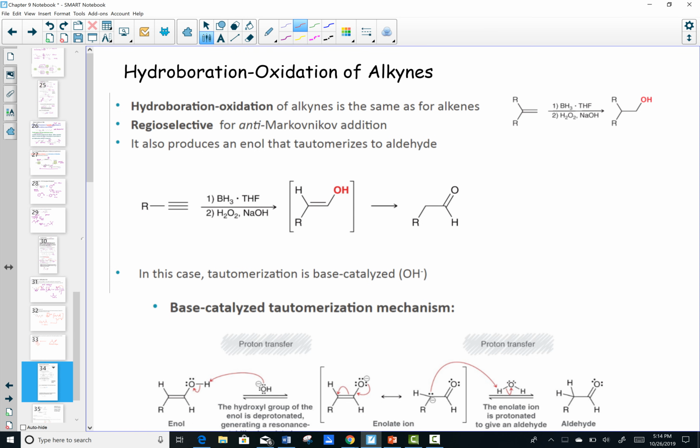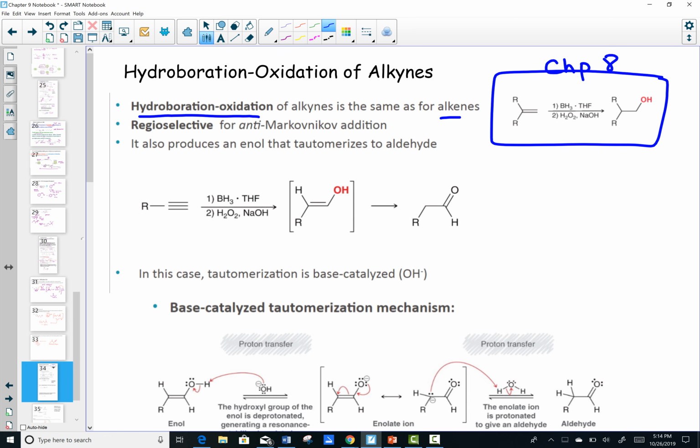We have a last little topic here, hydroboration-oxidation of alkynes. I'm trying to bring back as much review from chapter 8 as possible. Hydroboration of alkynes is very similar to that of alkenes. This is something I went back to my chapter 8 slides and found.